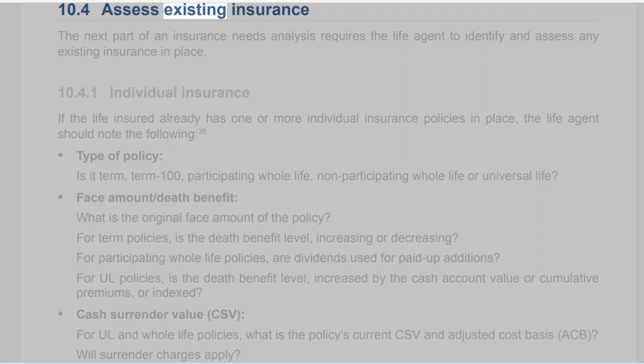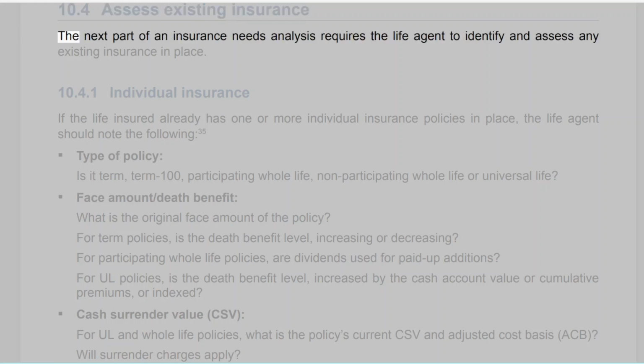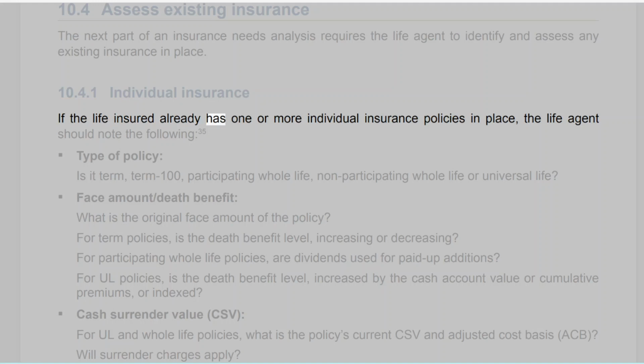10.4 Assess existing insurance. The next part of an insurance needs analysis requires the life agent to identify and assess any existing insurance in place. 10.4.1 Individual insurance. If the life insured already has one or more individual insurance policies in place, the life agent should note the following.